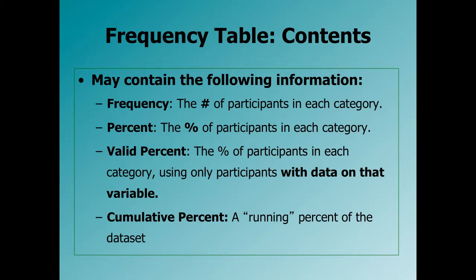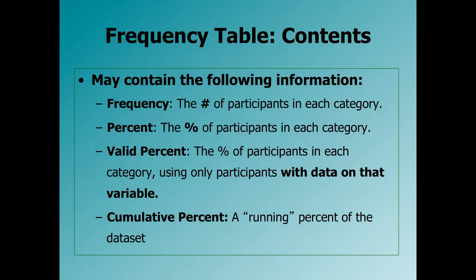Now, this is a very important slide. What I want you to pay attention to here is what goes inside a frequency table. A frequency table has to show the frequency. What do we mean by that? That is the number of participants in each single category. Percent is the percent of participants in each category. As we said, you take the frequency and you turn it into a percent in order to find out what percent is represented out of the total.